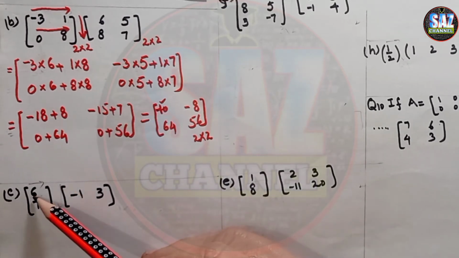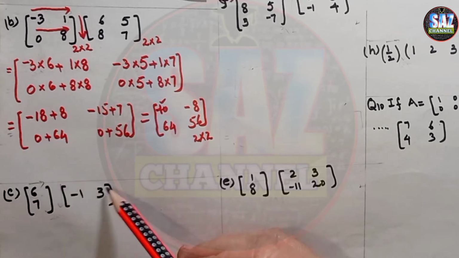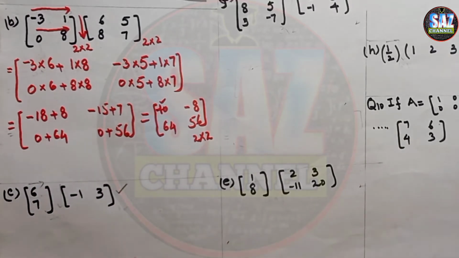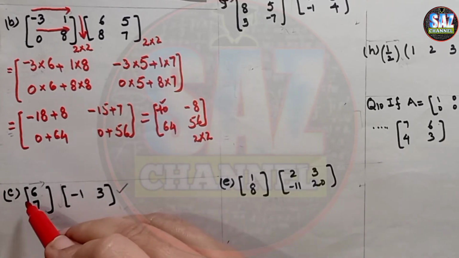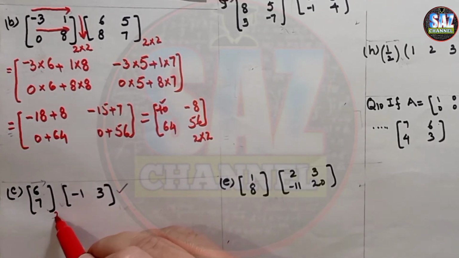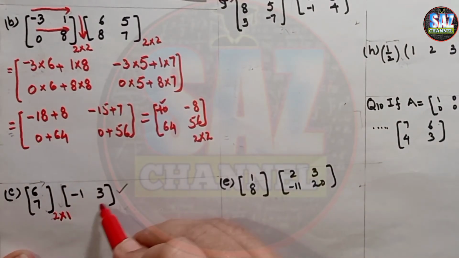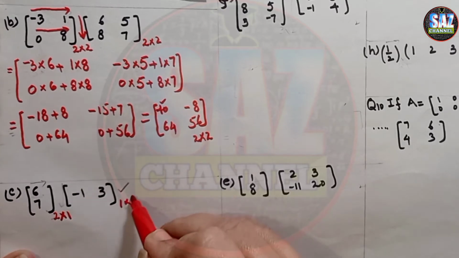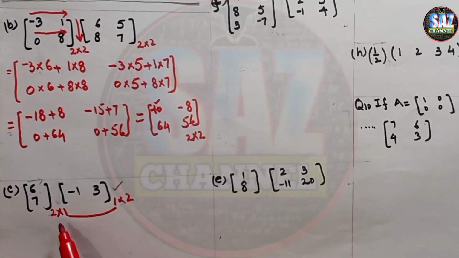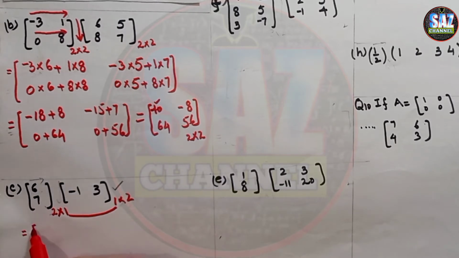Okay, the next question is that the matrix 6, 7 is multiplied by minus 1 and 3. First let's check whether we are able to multiply these two matrices or not. Now look, this has 2 rows and 1 column. And coming to the second matrix, it has 1 row and 2 columns. The number of columns of the first is equal to the number of rows of the second, so we can multiply them, and the answer matrix will have the order 2 by 2. So let's move to the solution of this question.